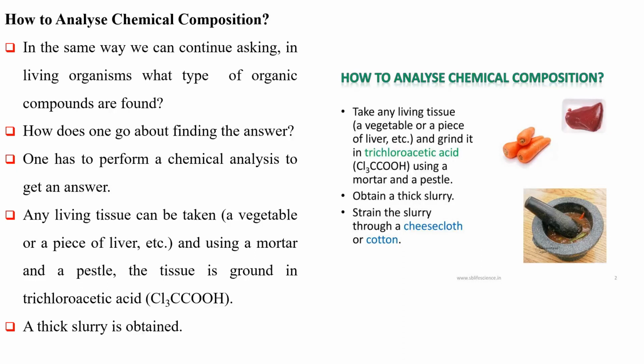How to analyze chemical composition? In the same way, we can continue asking in living organisms what type of organic compounds are found. How does one go about finding the answer? One has to perform a chemical analysis to get an answer. Any living tissue can be taken and, using a mortar and pestle, the tissue is ground in trichloroacetic acid. A thick slurry is obtained.